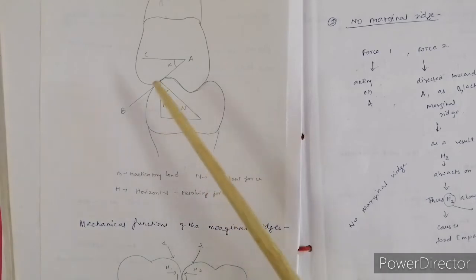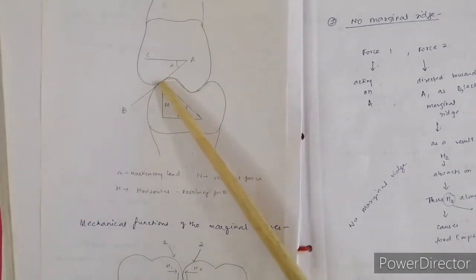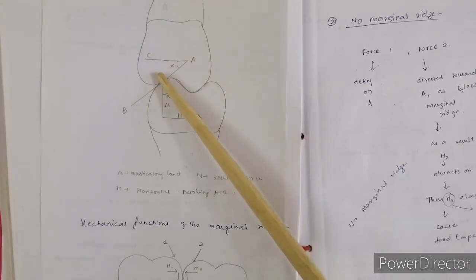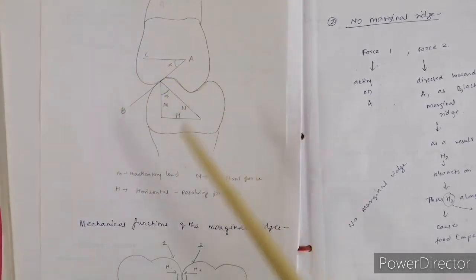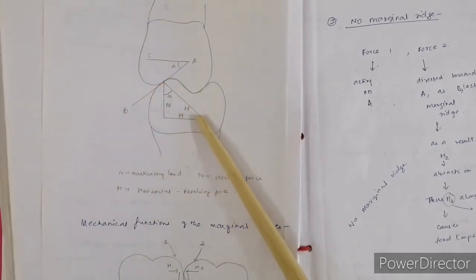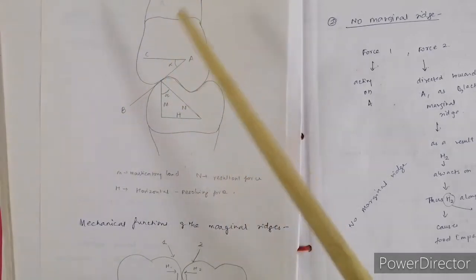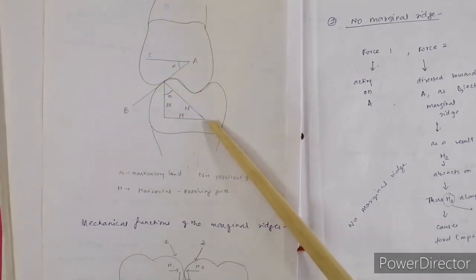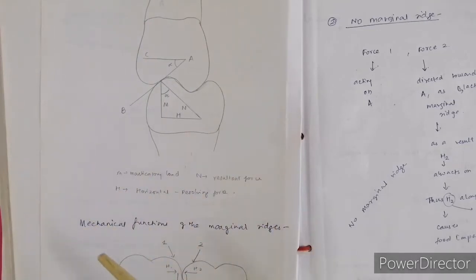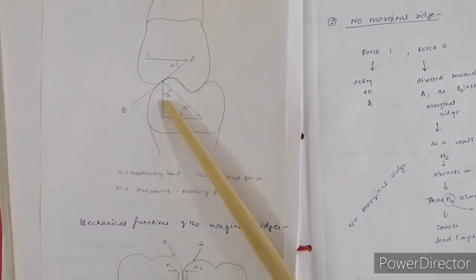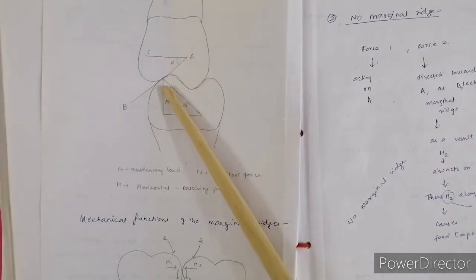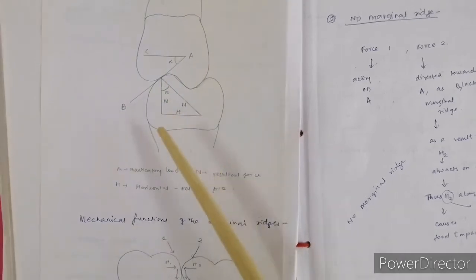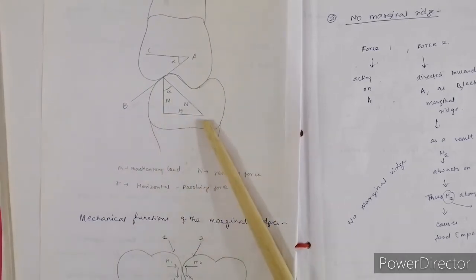So now let us consider the cuspal planes. These act as an inclined plane. Now let us imagine that the force is acting along this direction, and we are able to see that N is a resultant force that is developed at 90 degrees to the applied force. Now, the terminologies we need to know: M is the masticatory load, that is the direction of the force being applied, N is the resultant force, while H is the horizontal resolving force.